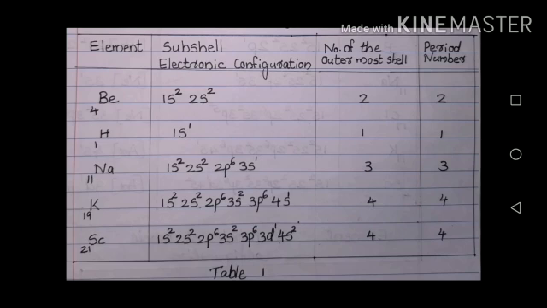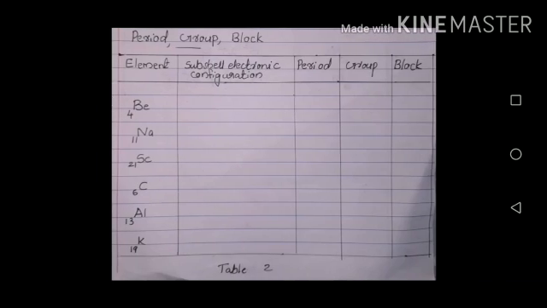The subshell electronic configuration of scandium is 1s2, 2s2, 2p6, 3s2, 3p6, 3d1, 4s2. Its outermost shell is 4. So the period is 4. Note that in scandium, last electron is filled in 3d subshell, but the outermost shell is 4s. Therefore, the period is 4. Now we can find the period, group and block of these elements by writing the subshell electronic configuration.